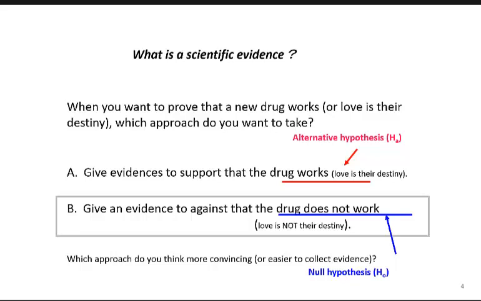So rejecting evidence is easy. You need only one piece of evidence to reject. But accepting evidence, a hypothesis, is very hard. Even if you boil water in 100 places, it's not enough. You have to go thousands, you have to go millions. It's still not enough. If you have just one case against your hypothesis, you will reject it. So that's why in science, we try to disprove rather than directly prove. Does that make sense? So we always start with the assumption that the drug doesn't work.